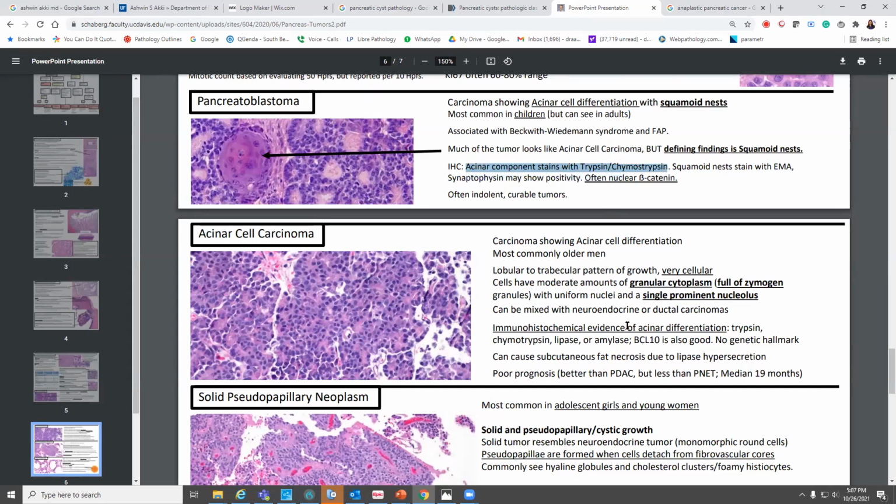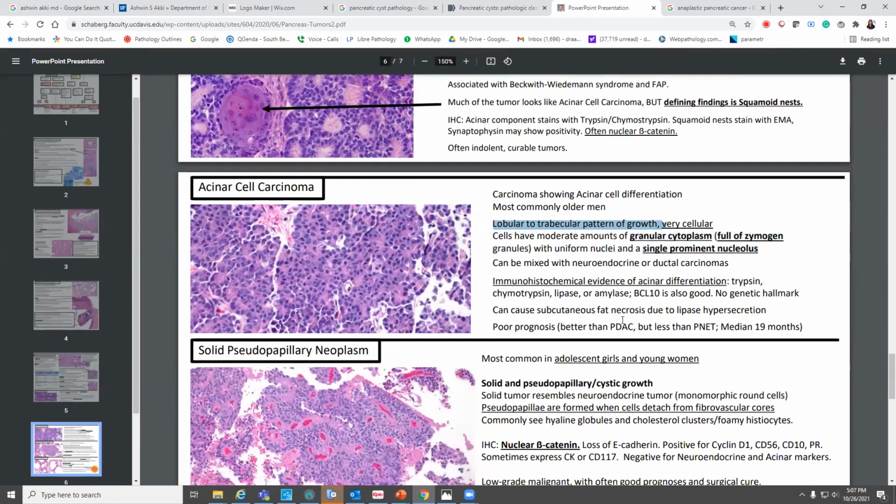Then acinar cell carcinoma. We read about the granular cytoplasm, zymogen granules, and single prominent nucleolus, and that's typical, with a lobular to trabecular growth pattern. For IHC, trypsin, chymotrypsin, lipase, amylase, and BCL10 they are also mentioning. There is no genetic hallmark. It can cause subcutaneous fat necrosis due to lipase hypersecretion. It's a poor prognosis, still better than pancreatic ductal adenocarcinoma, but poor, with a median of 19 months.